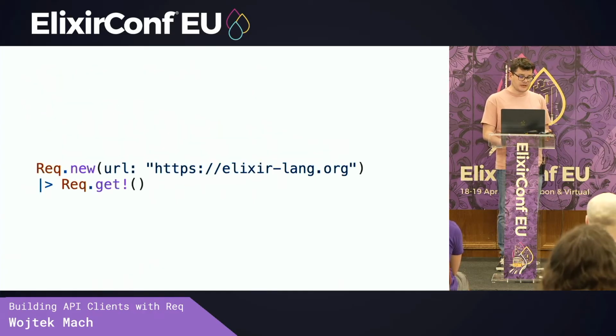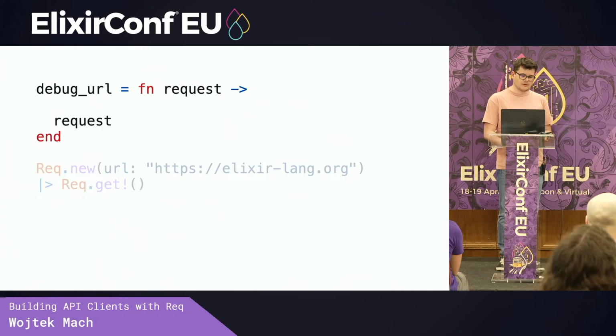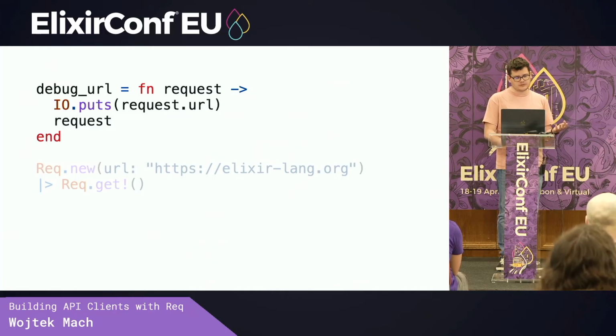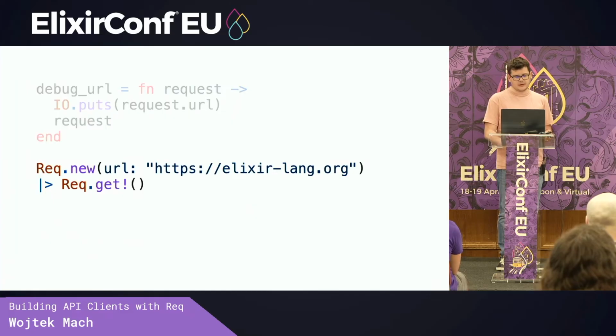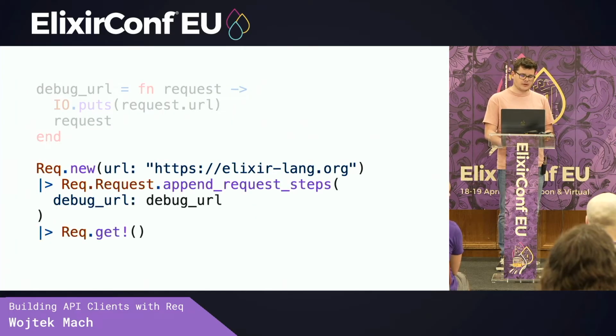And in order to extend Rec, we just write functions. So this is a very simple step. It takes a request, it returns a request, and then say we just output the request URL or some other piece of data. And we add it to Rec. We extend Rec with this step by calling the append request steps function with the name of the step and the function. The word append is important. Append adds it to the end of the list. There is also prepend, to add it to the beginning of the list.